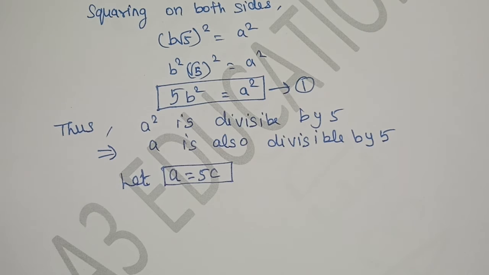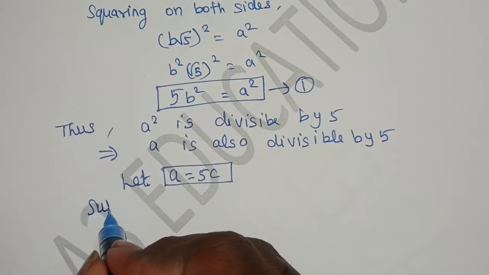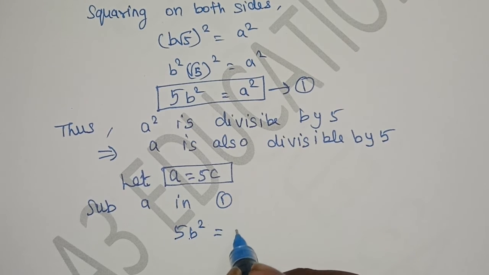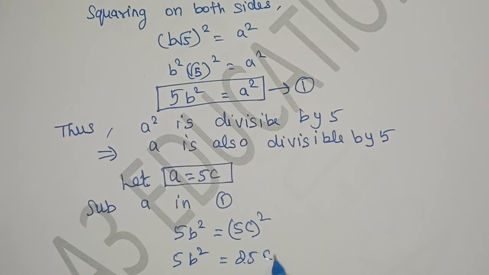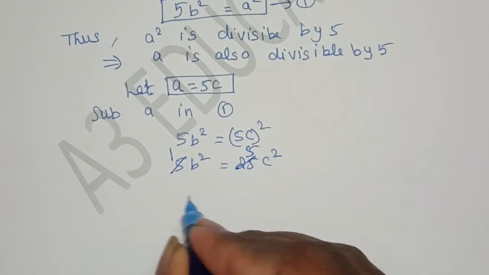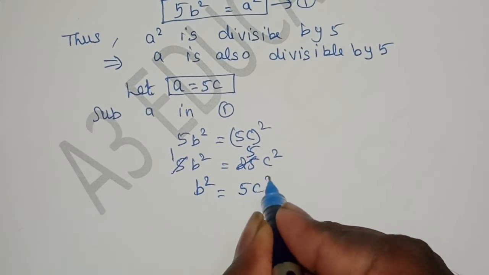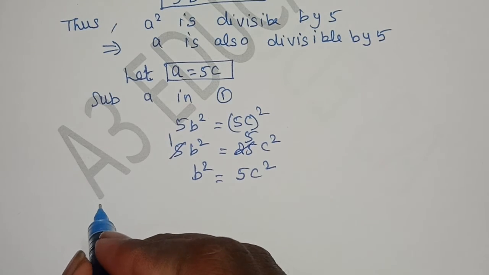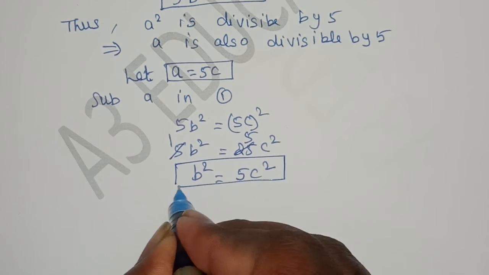Okay, next substitute a in equation number 1. Therefore 5b square is equal to 5c the whole square, which is 5b square is equal to 25c square, which further gives, cancel the 5s. Therefore b square is equal to 5c square. This is equation number 2.